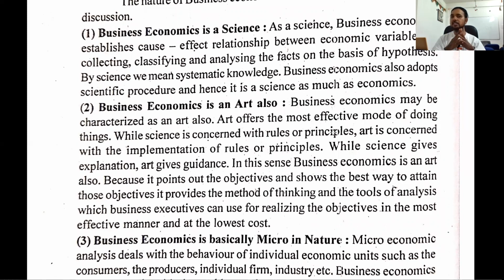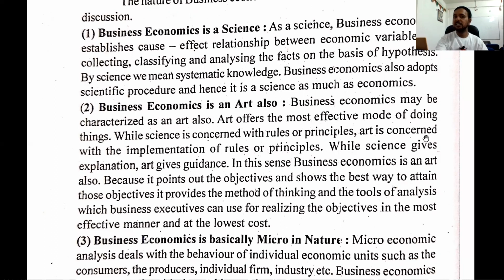So how can we correlate business economics with art? Let's read: business economics may be characterized as an art also. Art offers the most effective mode of doing things, while science is concerned with rules and principles. I have already told you that science is concerned with rules and principles. But whatever the rules and principles are, if we want to adopt and follow them, we need some art to follow them properly.